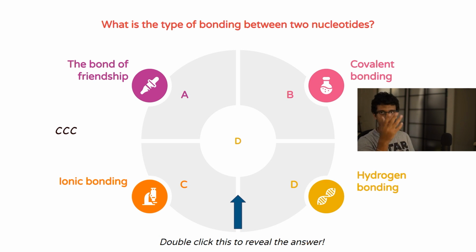Covalent, ionic, and hydrogen are types of bonds. Maybe you learned them in your chemistry unit, or you already have. But hydrogen bonding is the one that is between two nucleotides, like adenine and guanine. It has to be hydrogen bonding because they're strong, but not so strong that they can't be broken apart for something like DNA replication. Because DNA replication has to split those nucleotides apart.